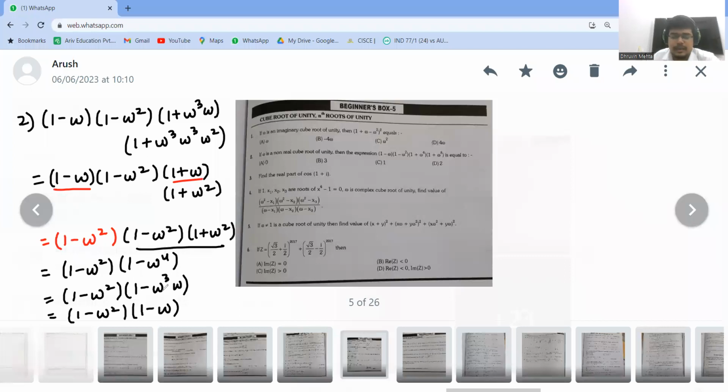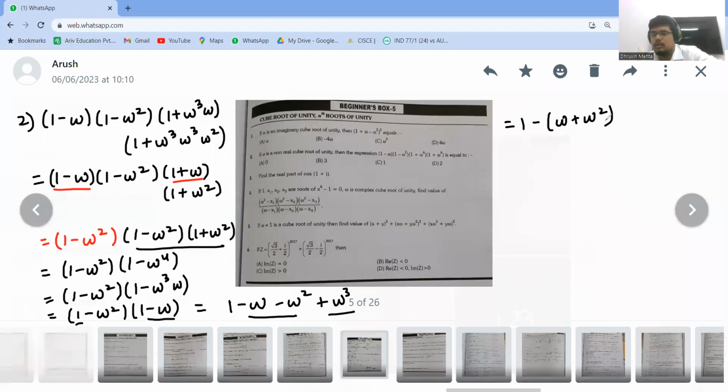Now we have to expand this completely. So 1 will be multiplied with both. We get 1 minus omega. Then minus omega square will be multiplied with both. So this is plus omega cube. So now we have 1. From here I am taking minus common, so that bracket is omega plus omega square, and this is 1. And do you realize, omega plus omega square is minus 1? Minus 1. So 3 should be the final answer.